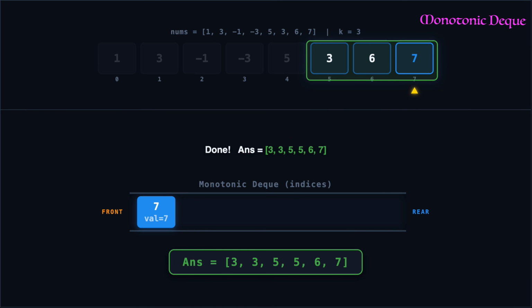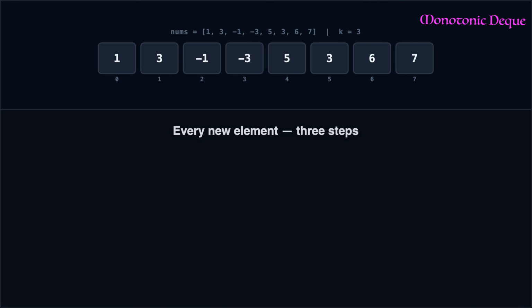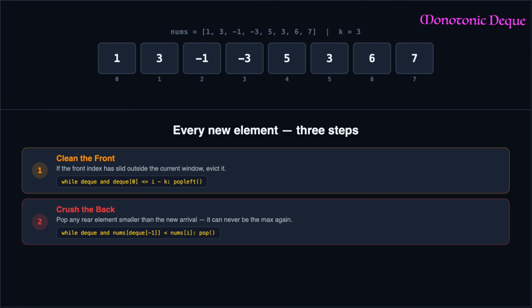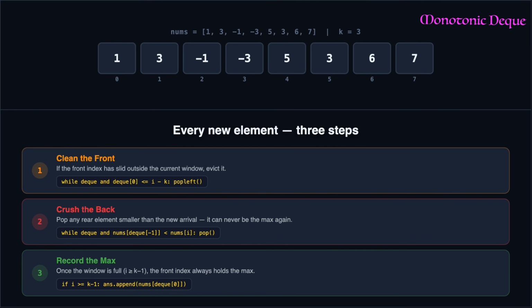Now, if you already have the intuition down, feel free to skip ahead to the code. But if you want a quick recap, here it is in plain English. Every time a new number comes in, we do 3 things. First, clean the front. If the front index has expired and fallen out of the window, kick it out. Second, we crush from the back. We kick out anything smaller than the incoming number because they can never win. And finally, we record the maximum. This one is the easiest. The front of the line is always our current window's maximum.